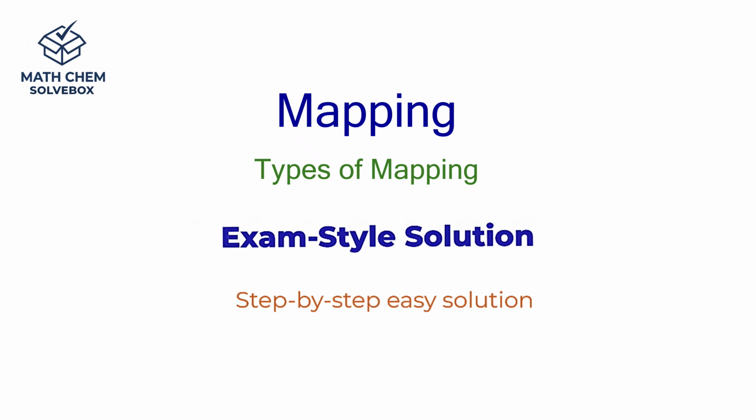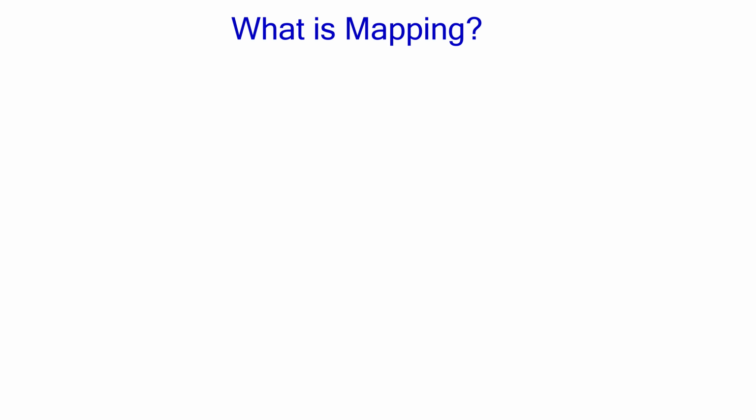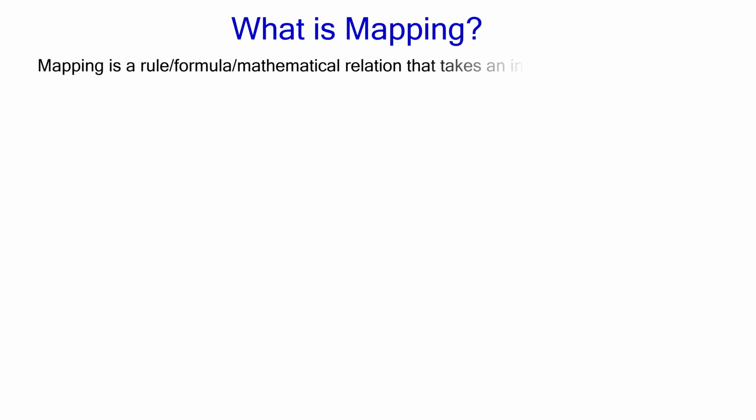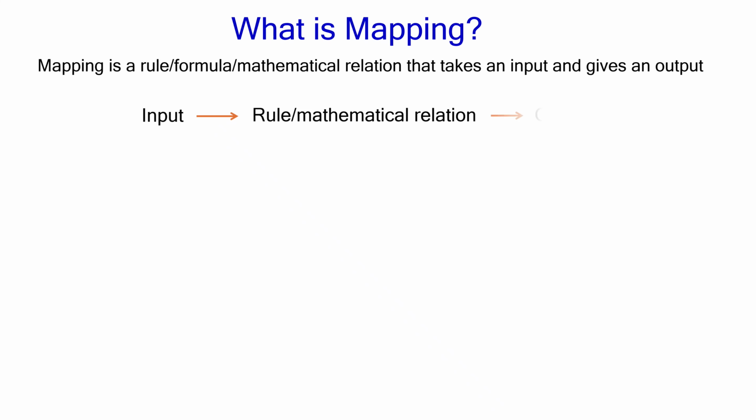Today we are going to focus on mapping and types of mapping. Let's get started. What is mapping? First we will focus on what is mapping. Basically mapping is a rule, formula or mathematical relation which connects input with the output. So when we give input to a formula, to a relationship, then we get output. So this is mapping.